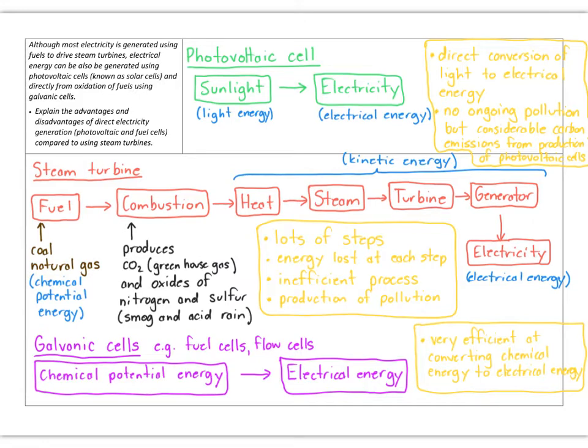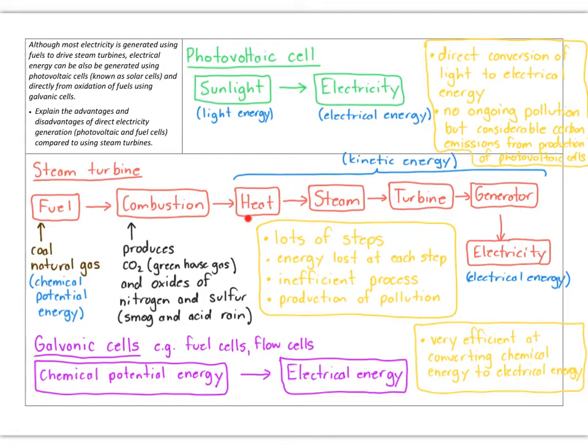So steam turbines are what we would traditionally associate with traditional coal and gas-fired power stations. What happens is that basically the fuel, e.g. coal, is burnt in a combustion reaction. Obviously that combustion reaction produces a lot of CO2, which is a greenhouse gas. You also get oxides of nitrogen, which can contribute to photochemical smog, and the oxides of nitrogen and sulfur, which can contribute to acid rain, which are all potential environmental problems.